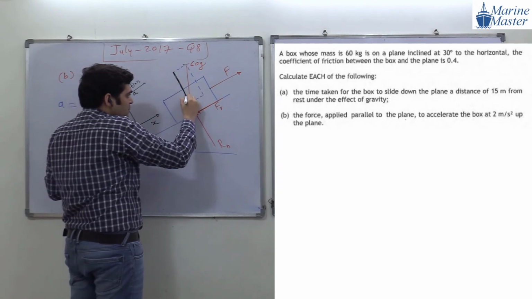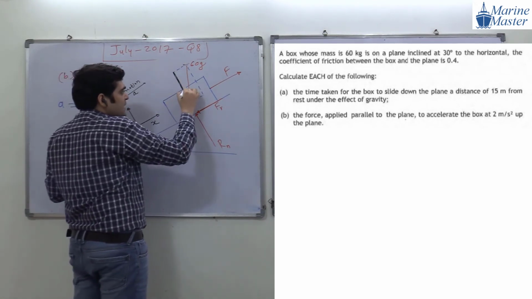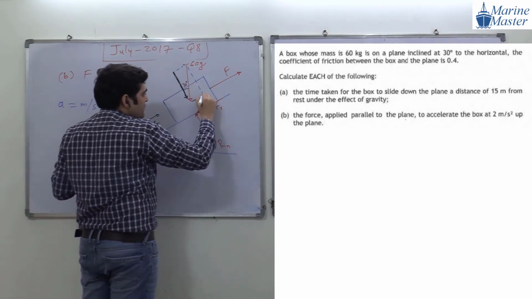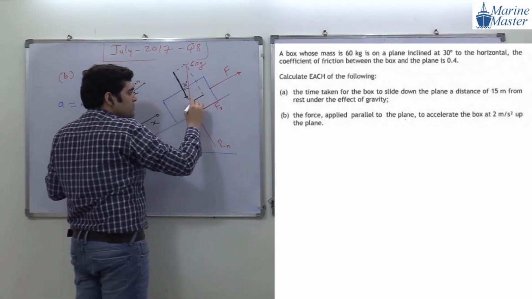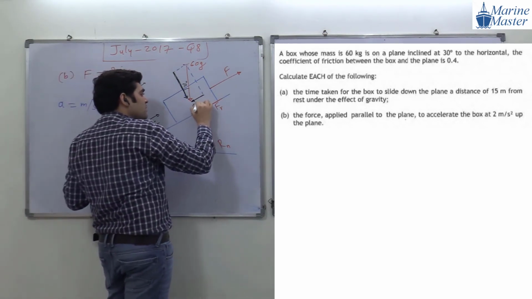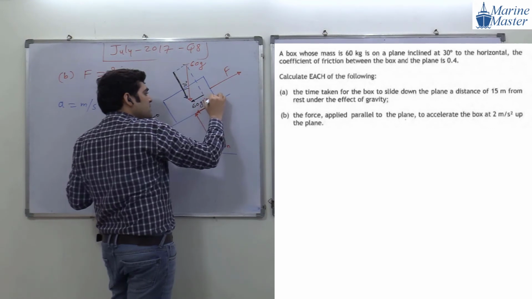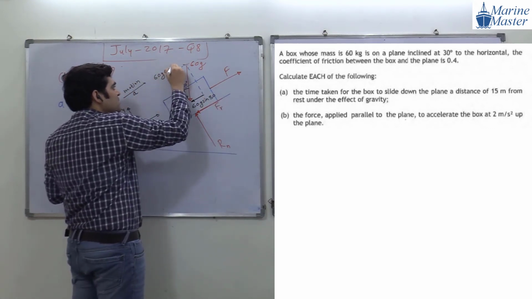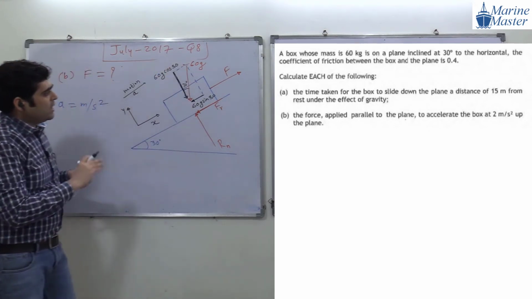So this angle is 30 degree. This angle is also 30 degree. And this is another component. Everyone try to see the scenario. So this component along the x direction will be what? 60g sine 30. And this component will be what? 60g cos 30. Any doubt in this drawing?